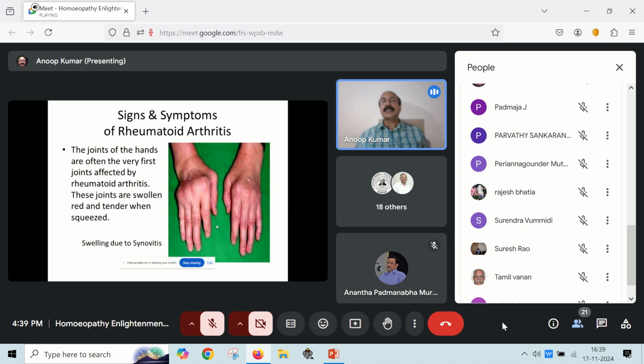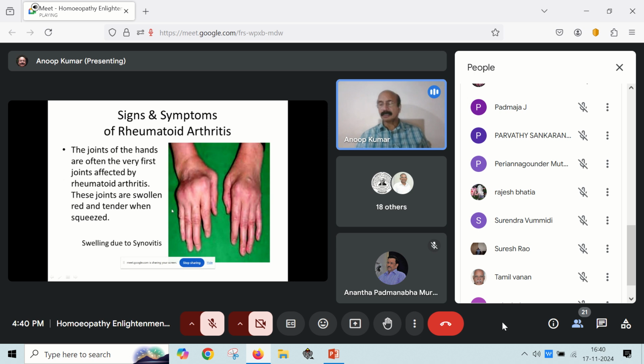So now we will see the signs and symptoms of arthritis. By the picture itself, you can see how distorted the hand of this person is because of rheumatoid arthritis. The joints of the hands are often the very first joints affected by rheumatoid arthritis. Normally, hands are affected first. These joints are swollen, red and tender. You can't even hold their hands; the pain will be very bad, so they will not even give you a handshake, because when you touch, they will cry. That's why it's called tender, and when squeezed, you can see the hand joints, everything, are really swollen up and distorted.